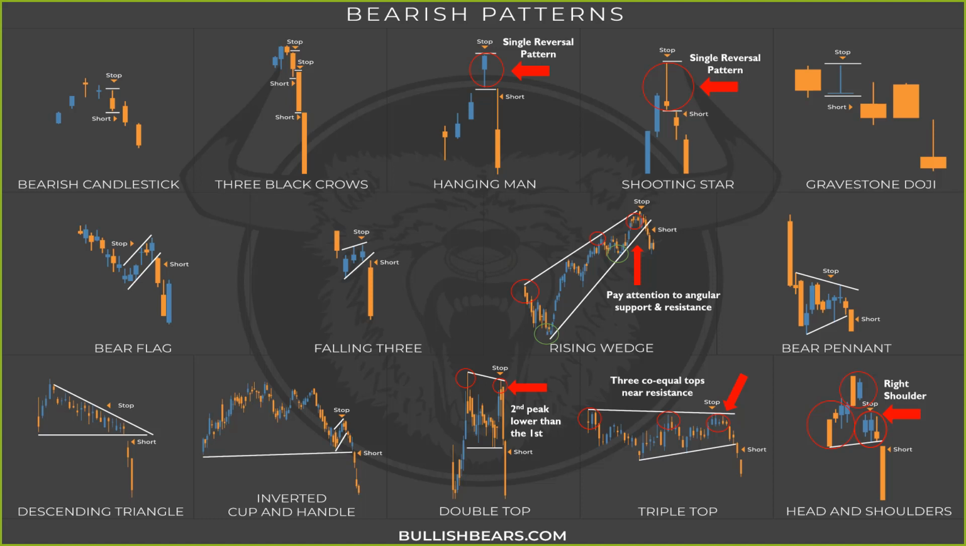So right here, I'm going to talk about a few of these patterns, not all of them. I'm going to show you some of these ones on charts. You can come back to this and screenshot it, but we're going to talk about hanging man, shooting stars, rising wedges. I'm going to show a lot about rising wedges, double tops, triple tops, and also head and shoulders. So you can see how this stuff's very useful.